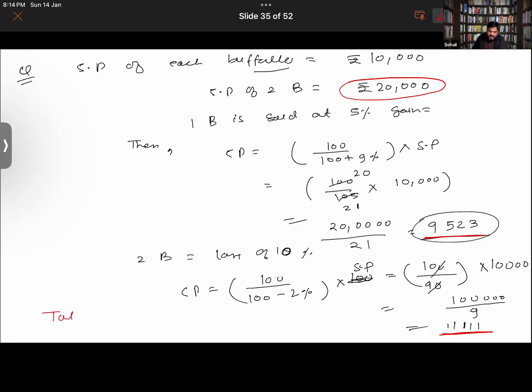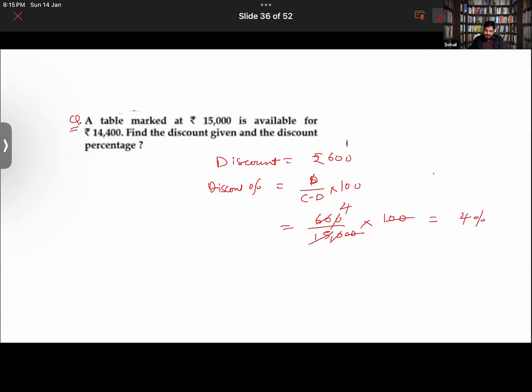We need to find the total cost price now. So once you have the total cost price and the total selling price, you will see which one is greater. If the selling price is greater than the cost price, there will be a profit. Or if the cost price is greater than the selling price, then there will be loss. So from there you can find the loss or the gain now. Getting it, Arhan, or not? Yes, sir.